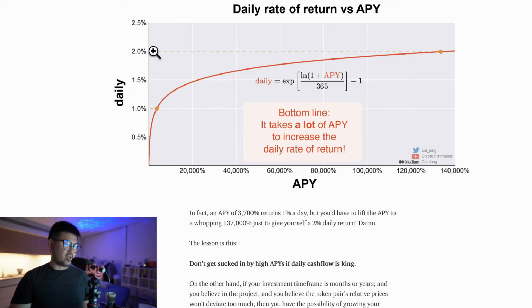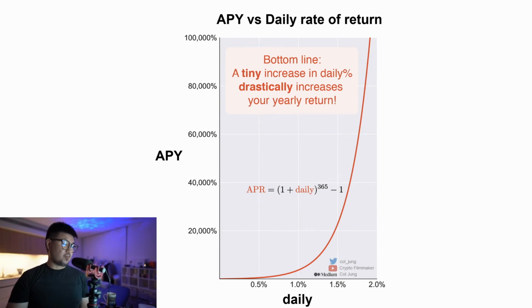That's 2 orders of magnitude increase just to get a double in your daily returns, right? So to get 2% per day, you're going to have to increase your APY by basically 1,370x per year. That's quite a lot. Now, if you want, you can flip the axes around, so you plot APY versus daily instead. And we're going to get the same information sliced and diced a little bit differently.